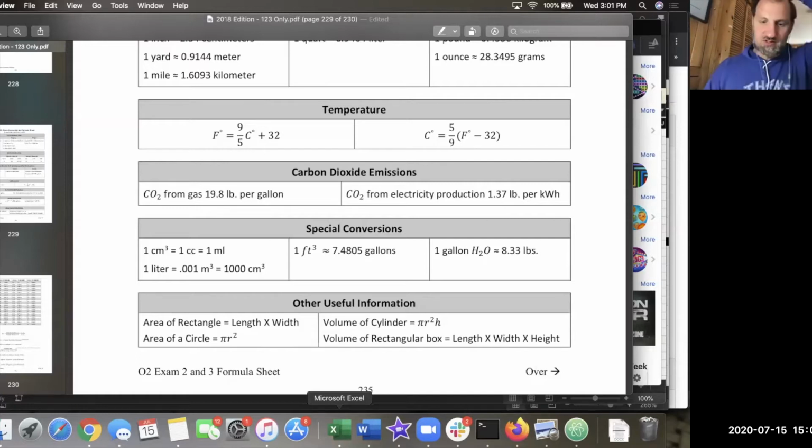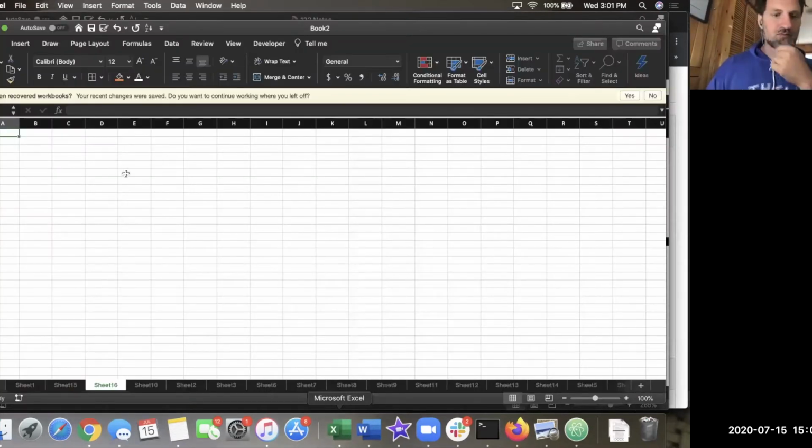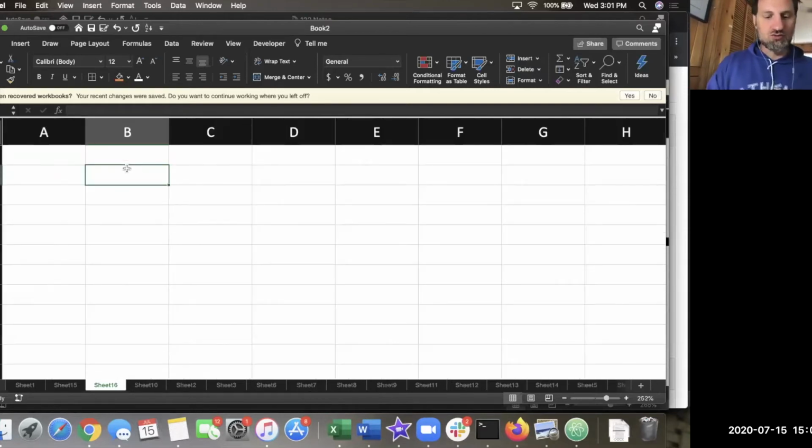I'll use this can. I wish I had a ruler right here. I'm going to use the can later. I'm going to actually try and measure that. I've got to go find a ruler. So let's do a rectangular box.